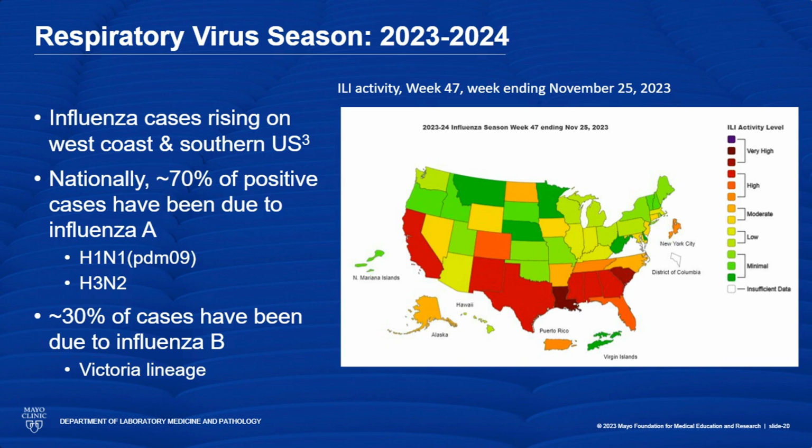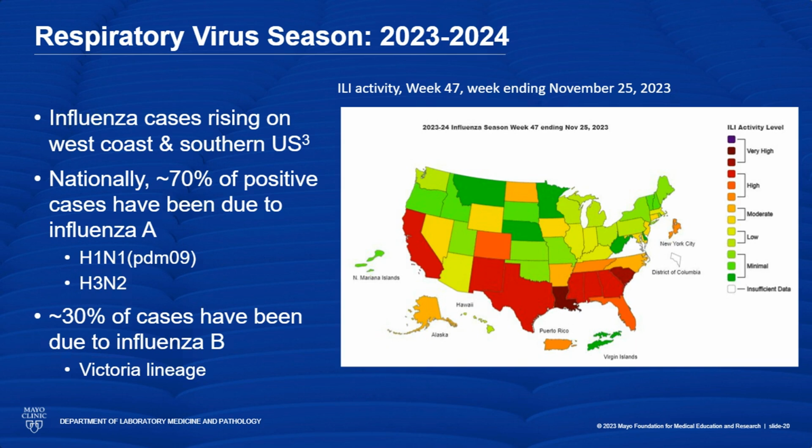And this is pretty typical, that oftentimes we see influenza begin to increase first in the southern part of the country. Now, nationally, about 70% of those positive cases have been due to influenza A, again, with a similar distribution that was seen in Australia, about the majority of those being due to H1N1 pandemic 2009 strain, and a smaller fraction due to H3N2. And again, about a third of the cases have been due to influenza B, with the Victoria lineage of influenza B being the cause.